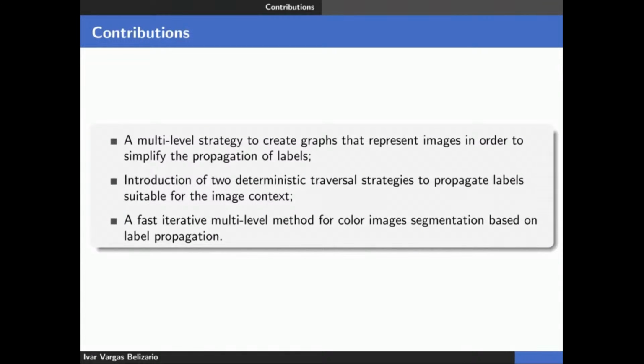The main contributions of our work are a multi-level strategy to create graphs that represent images in order to simplify the propagation of labels. Introduction of two deterministic traversal strategies to propagate labels suitable for image contexts. And a proposed fast iterative multi-level method for color image segmentation based on label propagation.